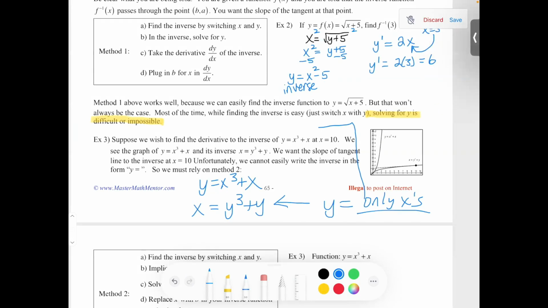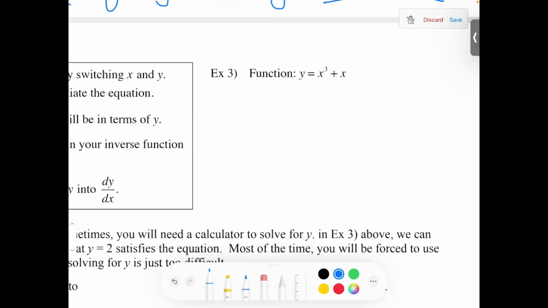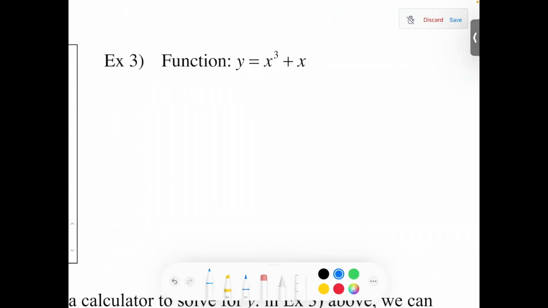So that brings us to method 2. And I'm eventually going to show you a third method that's not covered in the book here. So we're going to switch the x and y's. So x equals y to the third plus y. But instead of solving for y, we're just going to go ahead and take the derivative using implicit differentiation in this case.